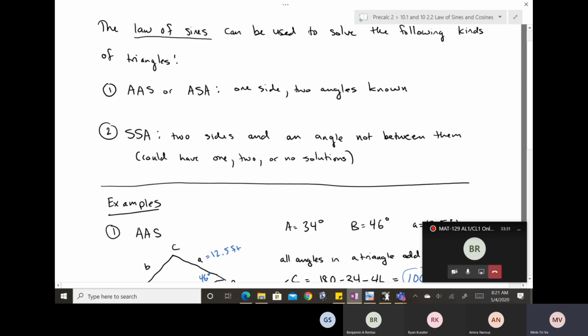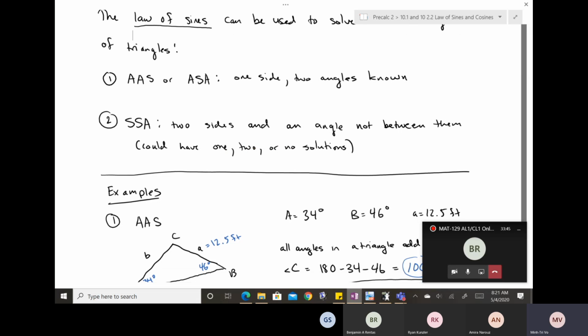This second case is a little bit trickier because in the case of an SSA triangle, there's a possibility that you have either one, two, or no solutions, depending on how the calculations turn out. So this situation you want to be careful about. How could you have more than one solution? Aren't you looking for one thing?